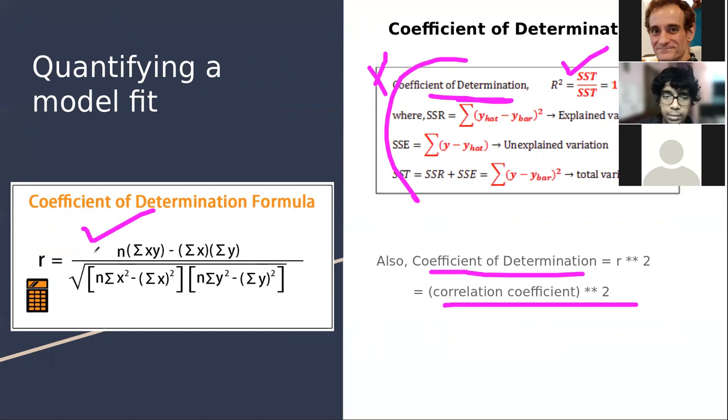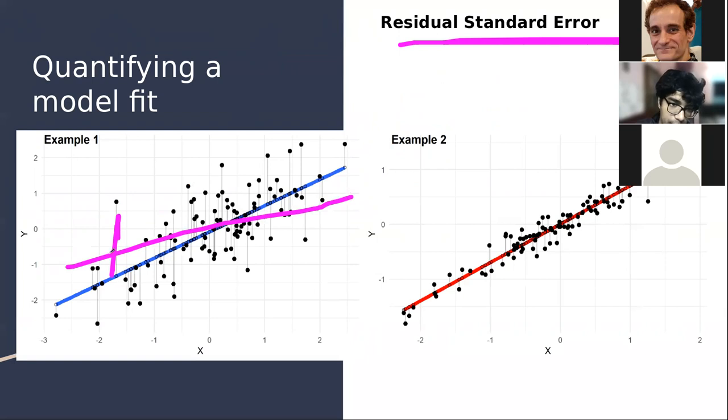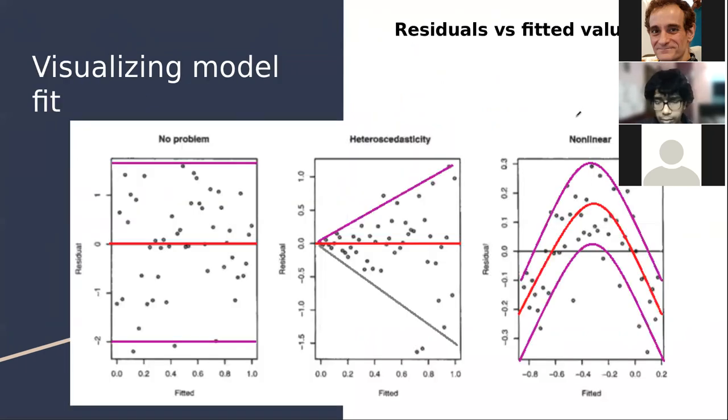Now, what is the coefficient of determination? Let's say the coefficient of determination between the age variable and the target variable was 81%. This means the age variable was able to explain 81% of the variance of the target variable. That is how we explain the coefficient of determination. Then we have residual standard error. Higher the residual standard error, the worse the model is. A better model could have much lesser residual standard error.